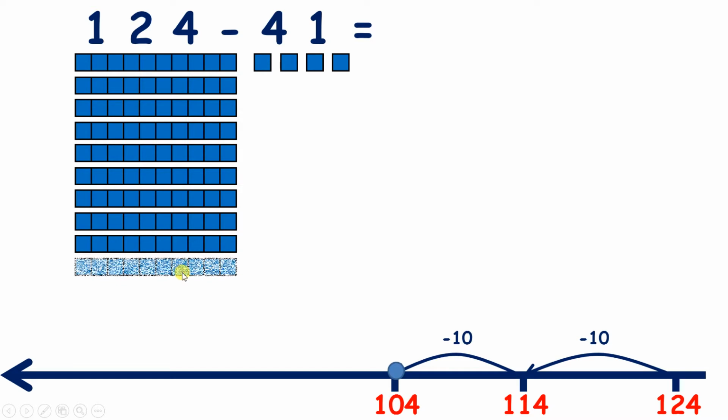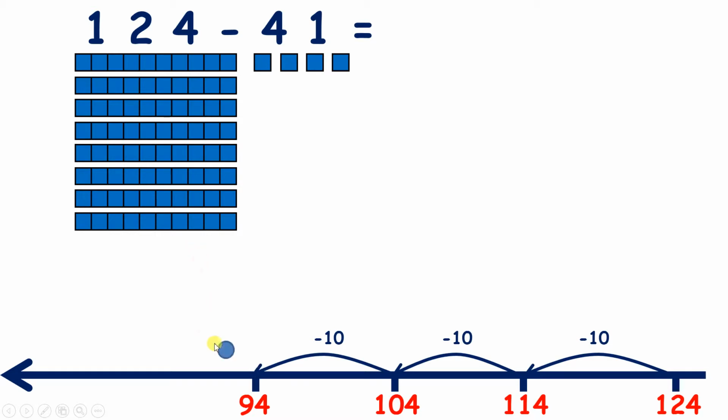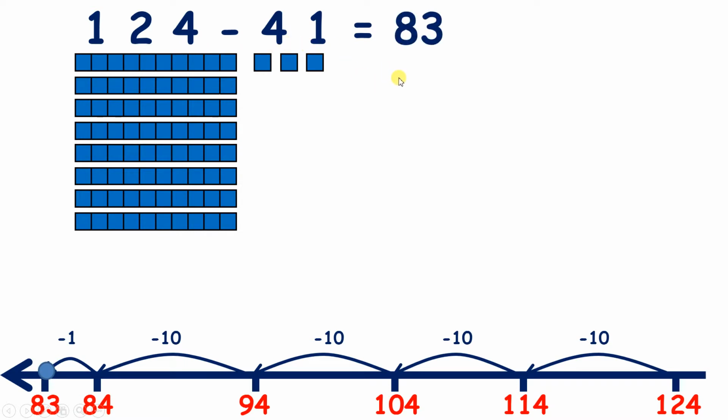So now, if we subtract 10, we have 9 tens and 4 units, so 94. And subtracting our fourth 10 leaves us with 84. So now we've subtracted our 4 tens, we've subtracted 10 4 times, so now let's take away 1 unit, and that leaves us with 83, or 8 tens and 3 units. So 124 minus 41 is 83.